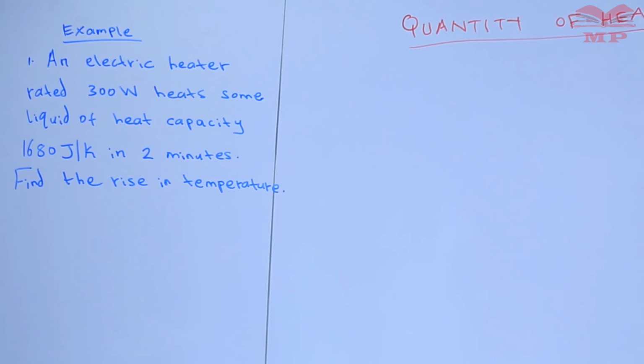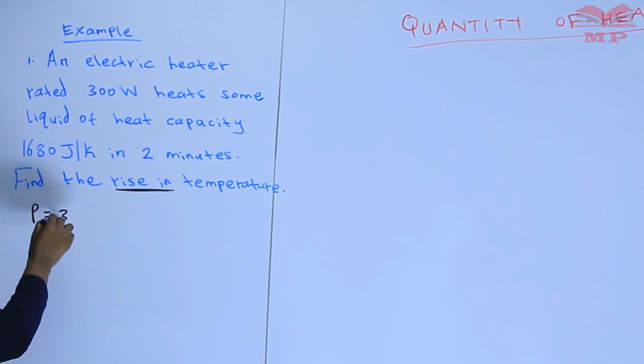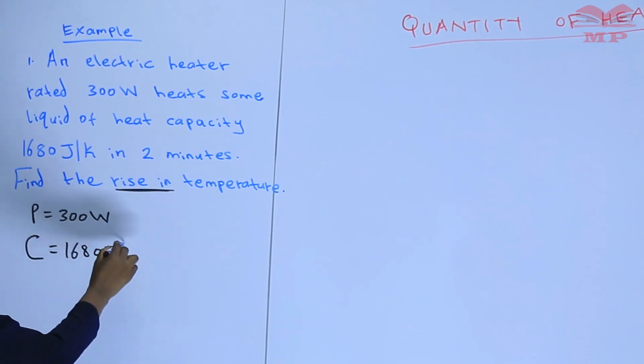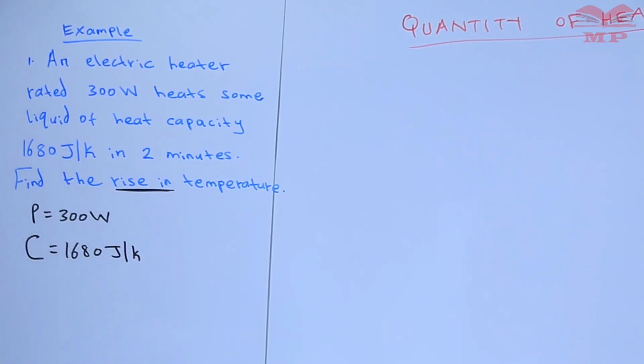So in our question, we are being asked about the rise. This is simply the change, and in our case here, it's a rise. So we want to get that change in temperature. We have been given the power as 300 watts. Again, the heater is being used to heat a liquid of heat capacity 1680 joules per Kelvin. And the time taken to heat is 2 minutes. So we are going to find the rise in temperature.